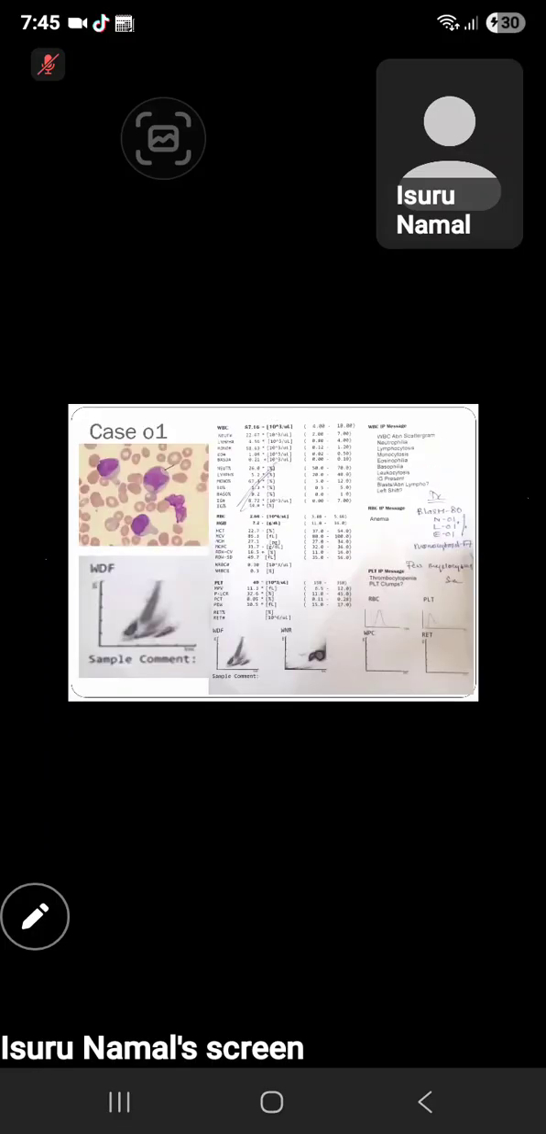Okay, now this is a case study. When you go through this full blood count, you can see the WBC count is 87,000 and HB is 7.2, platelet is 40. Then absolutely this will give an indication. We have to do a manual differential count.